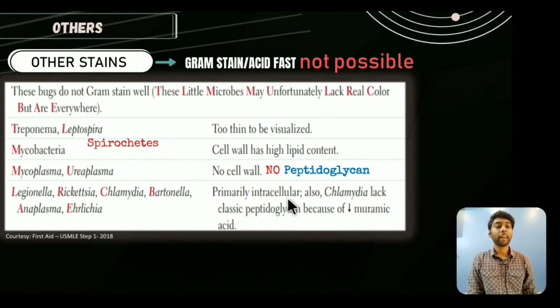And lastly, we have the obligate intracellulars, that are the rickettsial and chlamydial species. So they also don't take the gram stain. Actually, we have to stain both the host cell and the bacteria in case of Rickettsia and Chlamydia. So they also don't take gram or acid-fast stain.